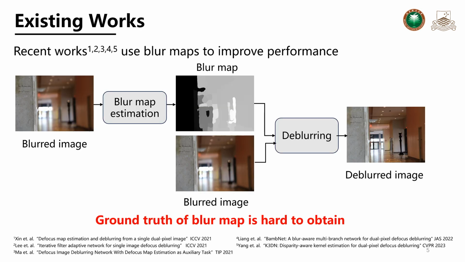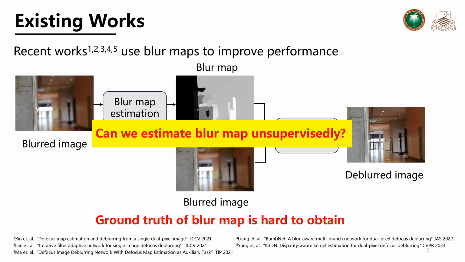For hard defocused image deblurring, recent works use blur maps to facilitate the removal of non-uniform blur. However, blur maps of real scenes are difficult to obtain. This makes it difficult to train blur map estimation models. Therefore, we ask: can we design a network for unsupervised blur map estimation?